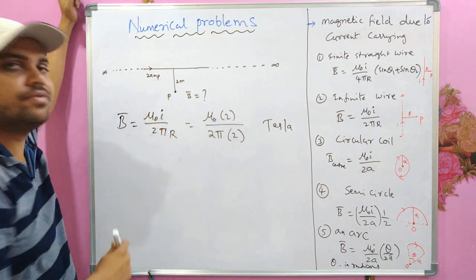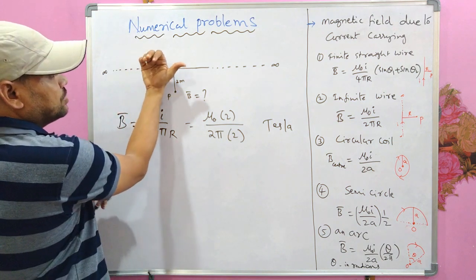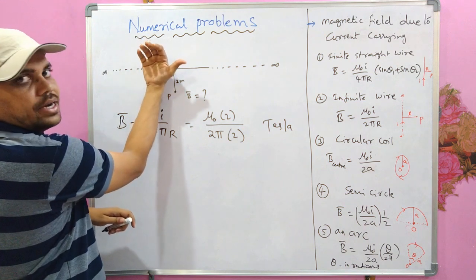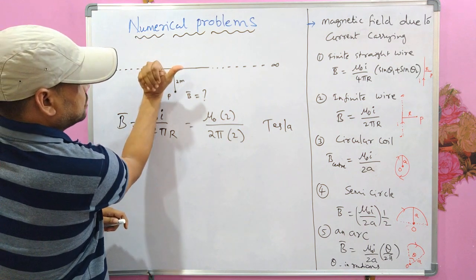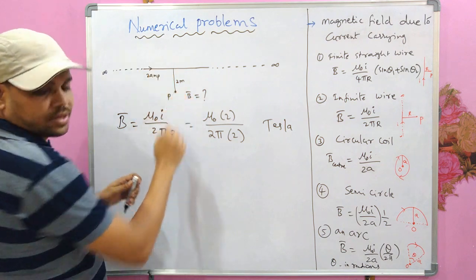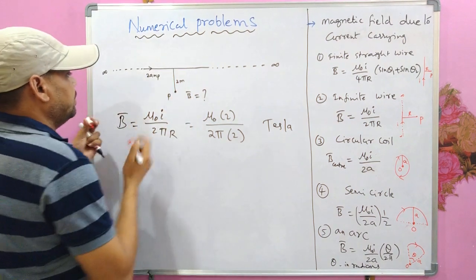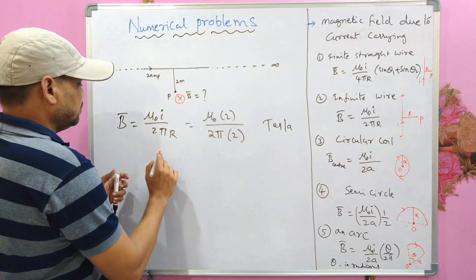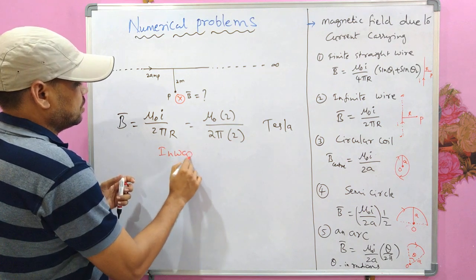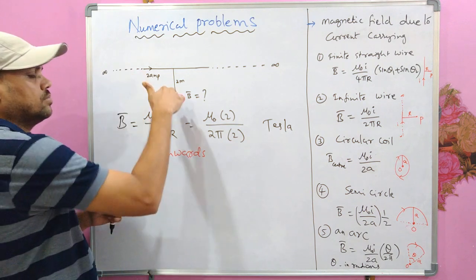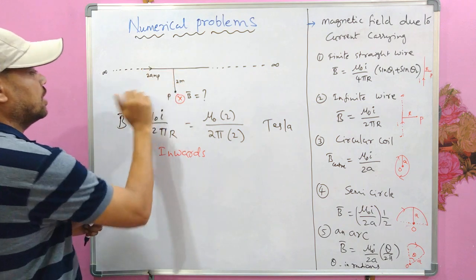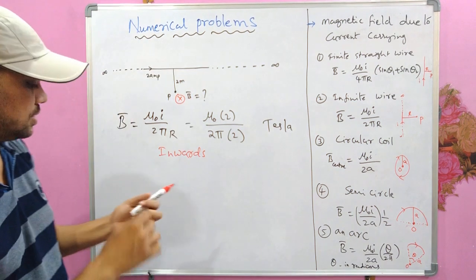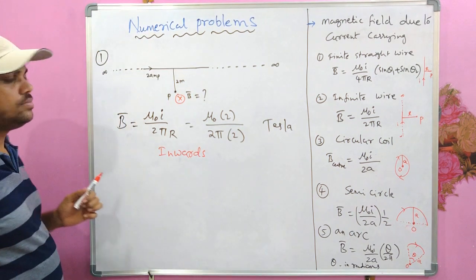Then what is the direction of it? For direction, you have to keep your finger, that is thumb, in the direction of current and wrap your fingers so that here the magnetic field will be inwards. Okay, so inwards magnetic field. Okay, like this. So this is how we calculate for this problem, number 1.